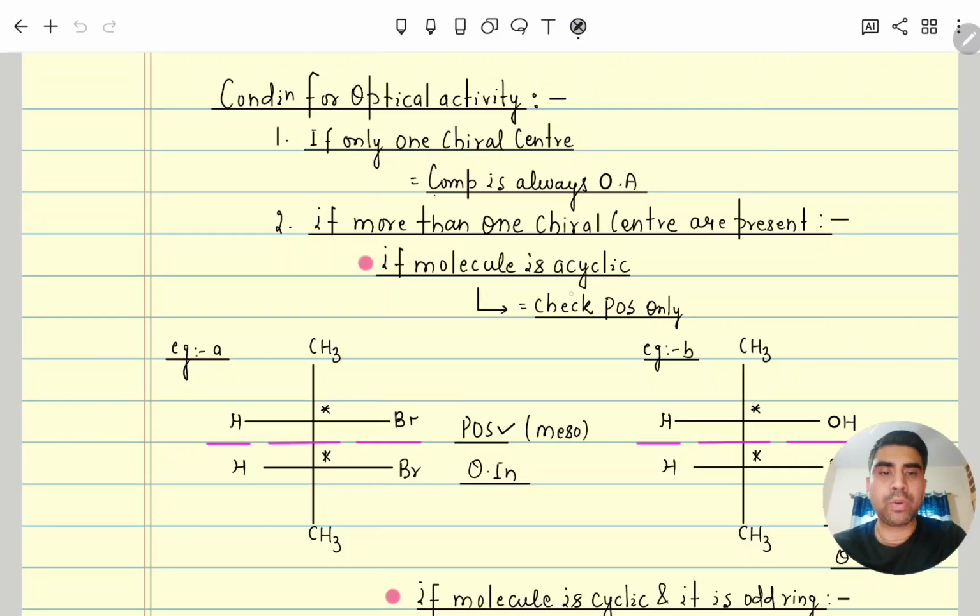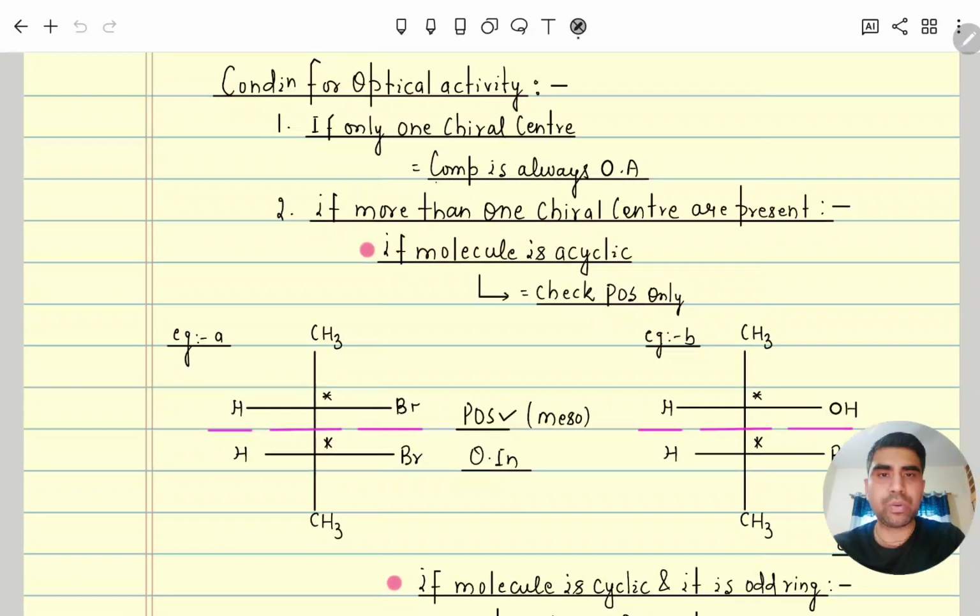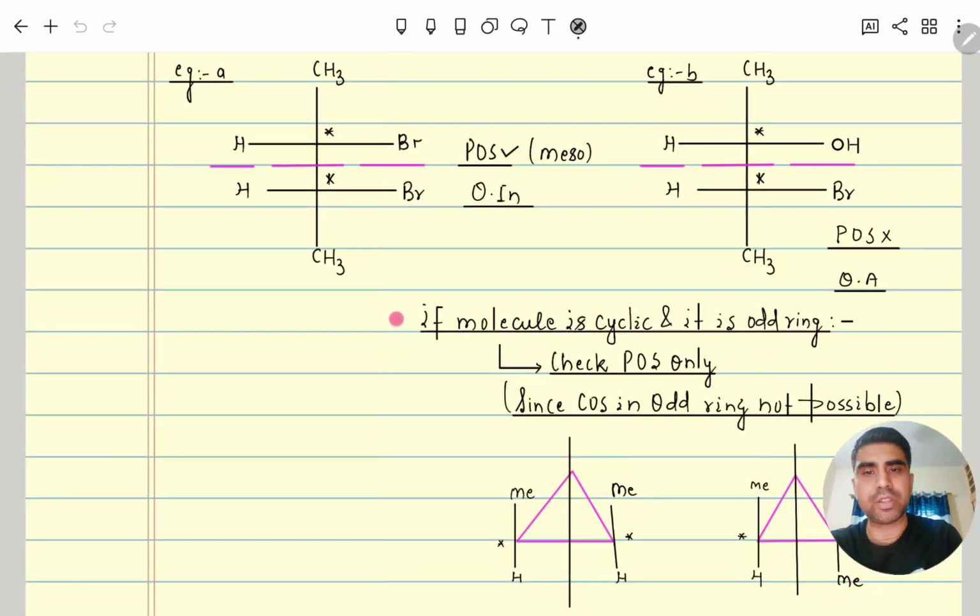So if POS is not there, it means the compound is optically active, and if POS is there, then the compound is optically inactive. So here we can see that in this, a plane of symmetry is there.